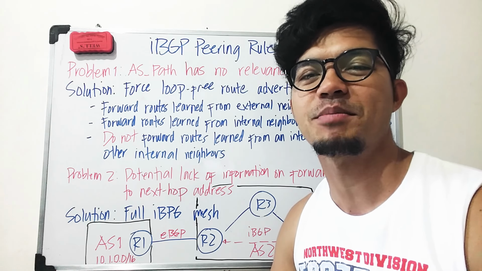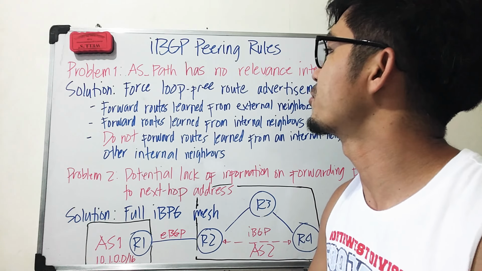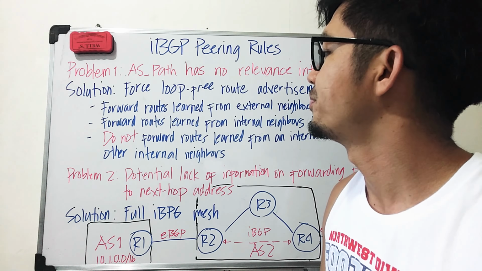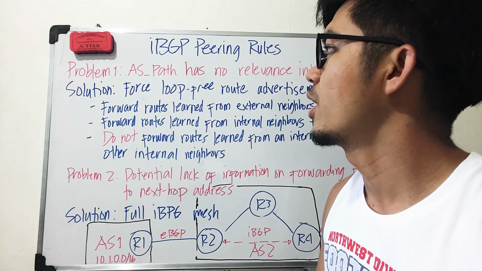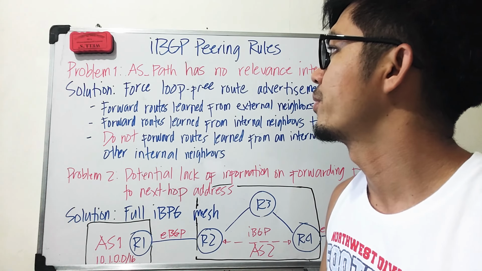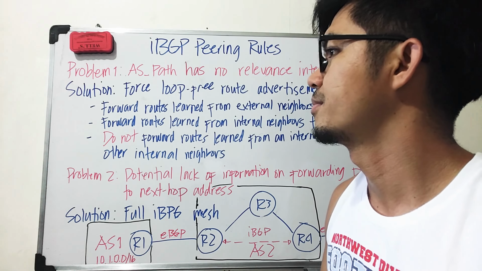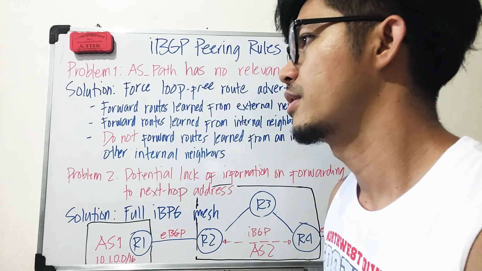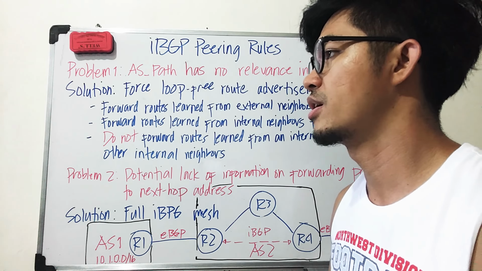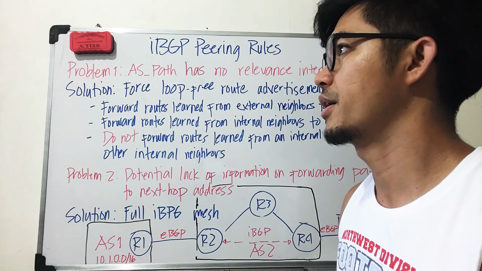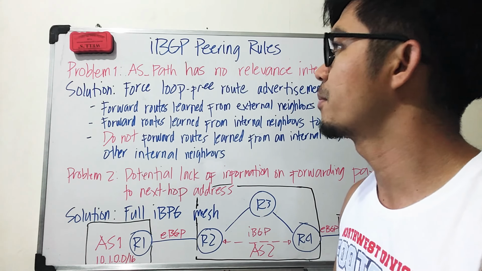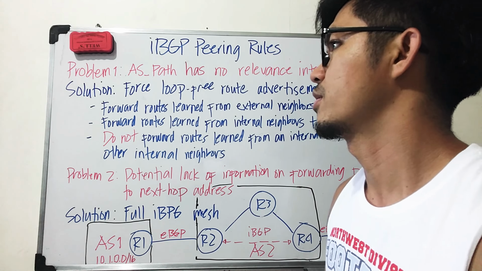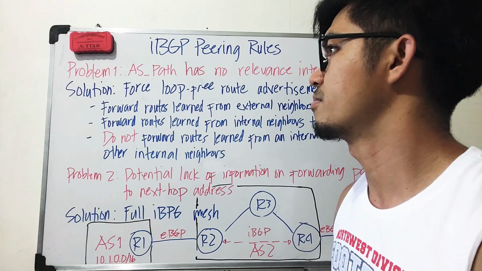Video, I'm gonna talk about iBGP peering rules. So, as you may know, iBGP prevents loops using AS, or autonomous system.